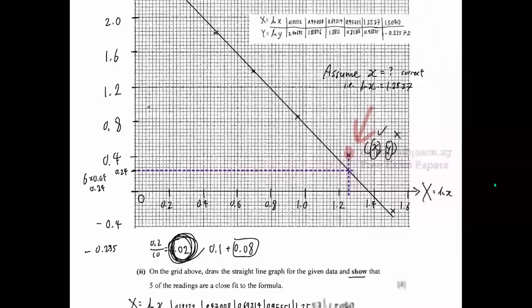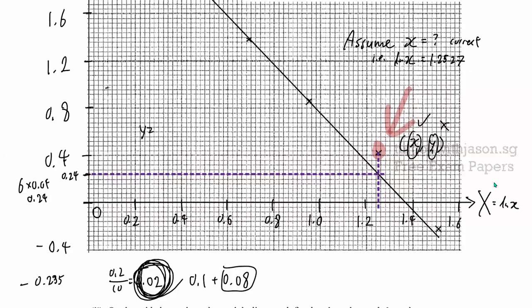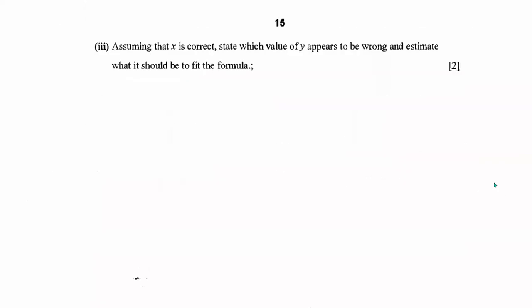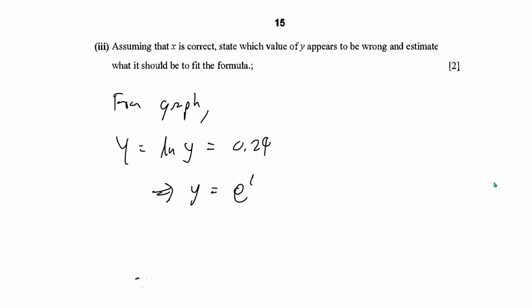Okay, so therefore, what do we conclude? Is it little y equals 0.24 or is it big Y equals? Okay, very good. Big Y. So from the graph, big Y, so ln Y equals 0.24, and therefore Y should be e power 0.24. Then round off to 3SF. I am sure you can do this. I don't want to do it.